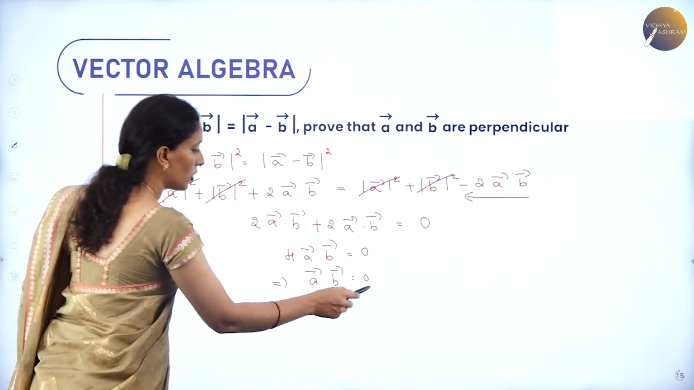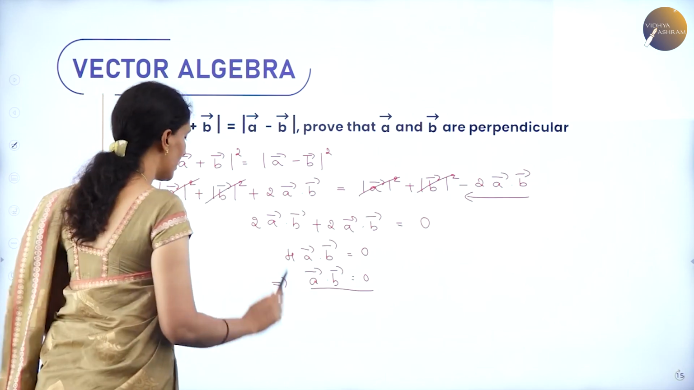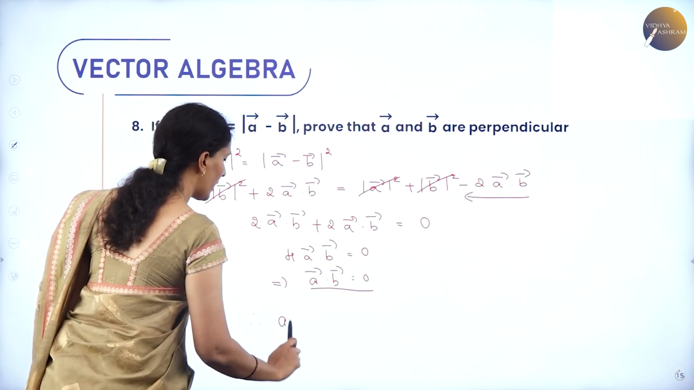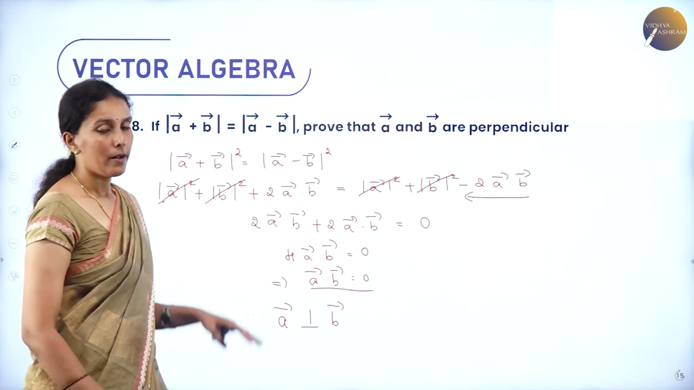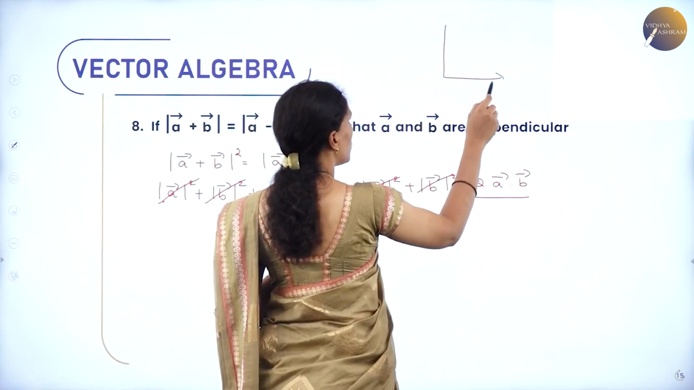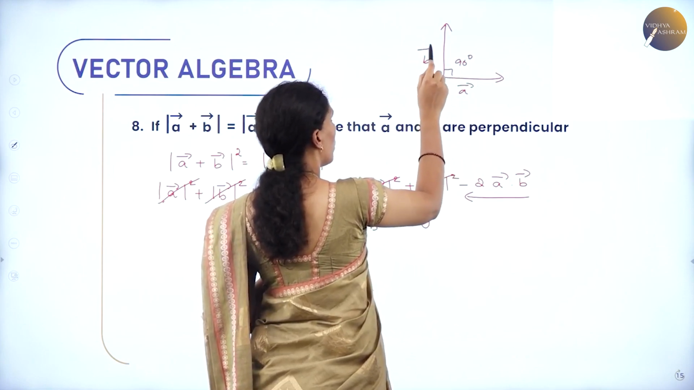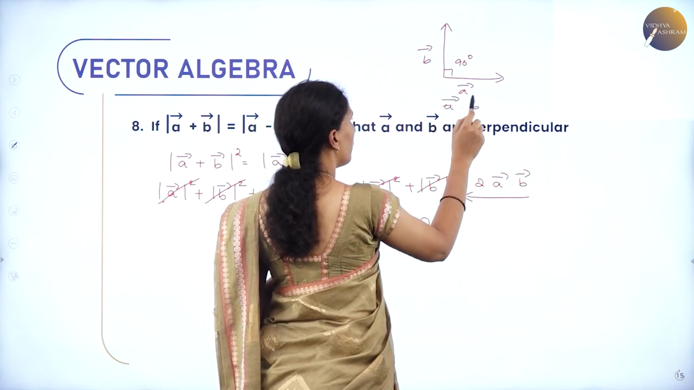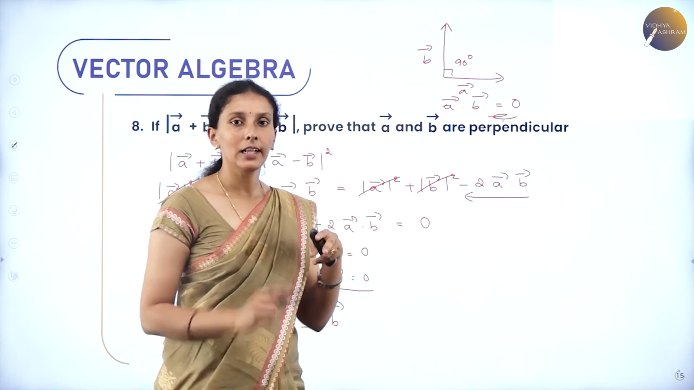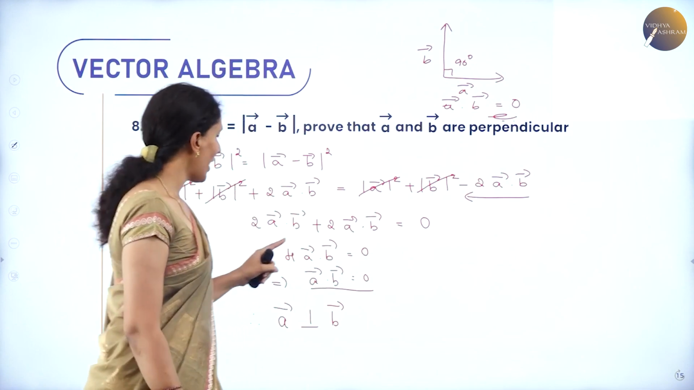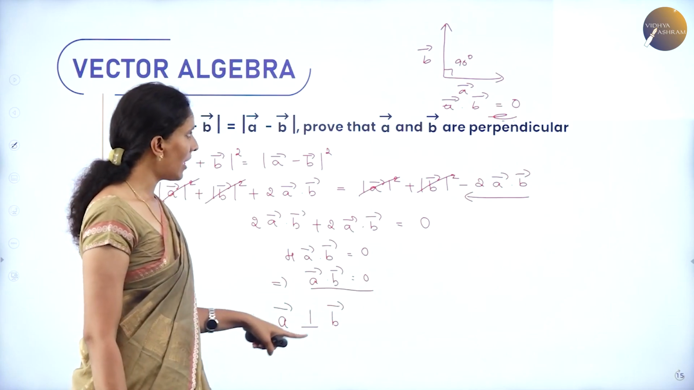So we have here the dot product of the two vectors is 0. When we say the dot product of two vectors is 0, it is 0 only when the two vectors are perpendicular. So therefore I can write vector A is perpendicular to vector B. That is, when the angle between the two vectors is 90 degrees, vector A dot vector B is always 0. So thus when two vectors are perpendicular, their dot product is 0. Now we have shown that the dot product of the two vectors is 0. That implies the vectors are perpendicular.